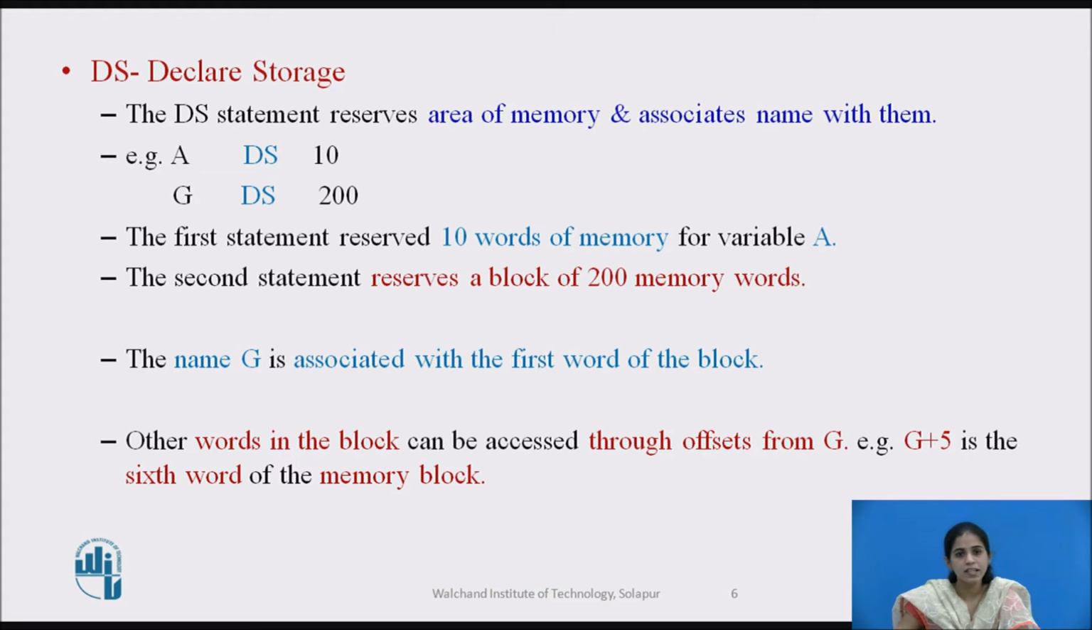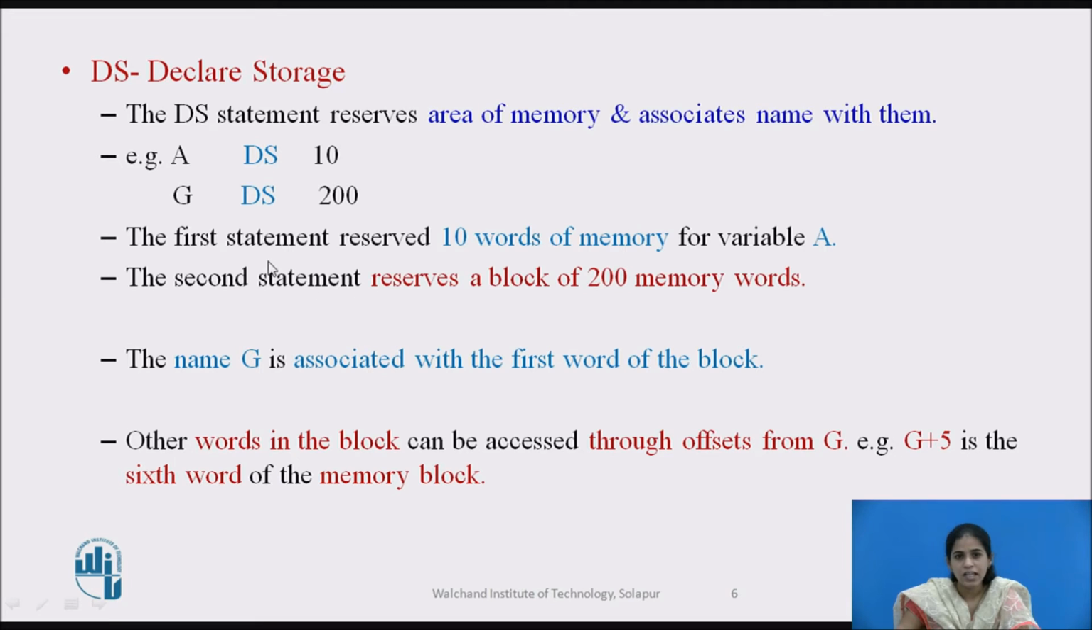First of all we will see the DS, declare storage. Basically the DS statement reserves an area of memory and associates a name with it. Here we see one example, A DS 10, and the second example is G DS 200. The first statement A DS 10 reserves 10 words of memory for the variable A, and the second statement G DS 200 reserves a block of 200 memory words.